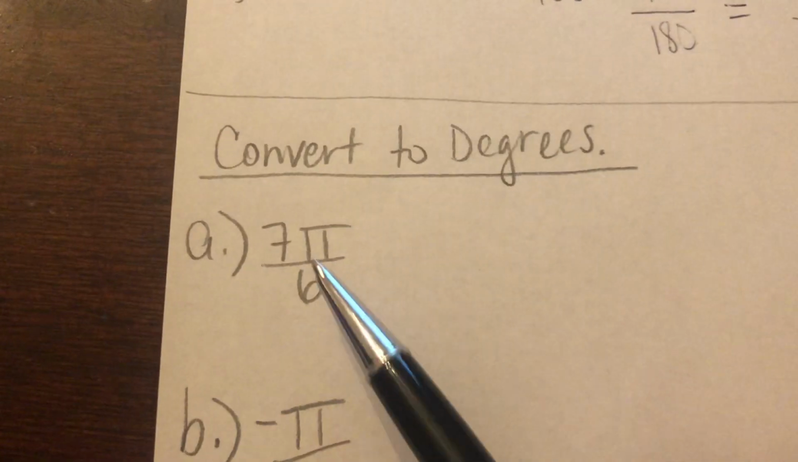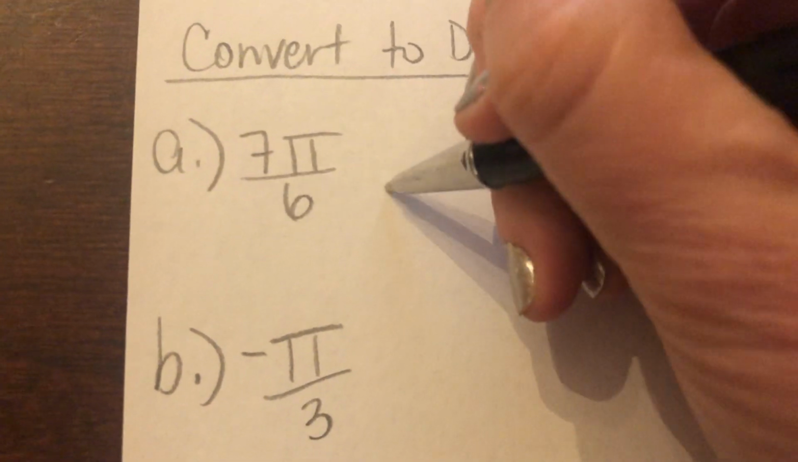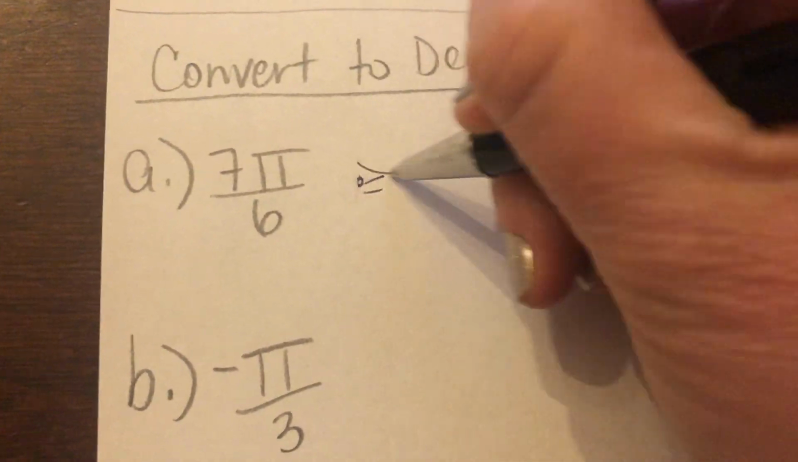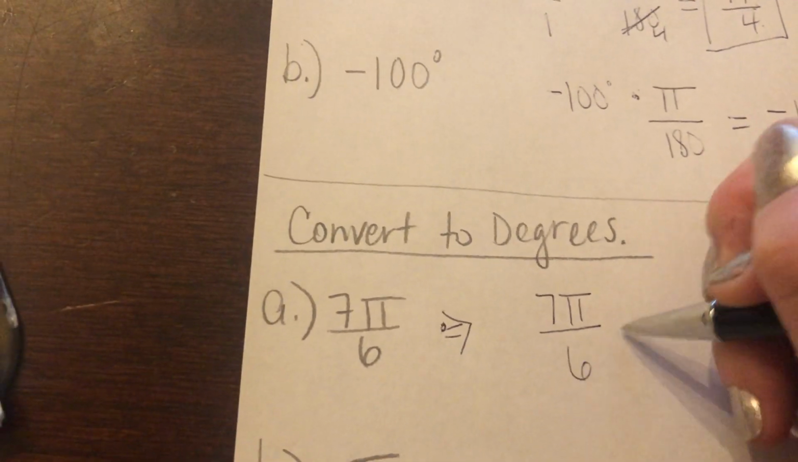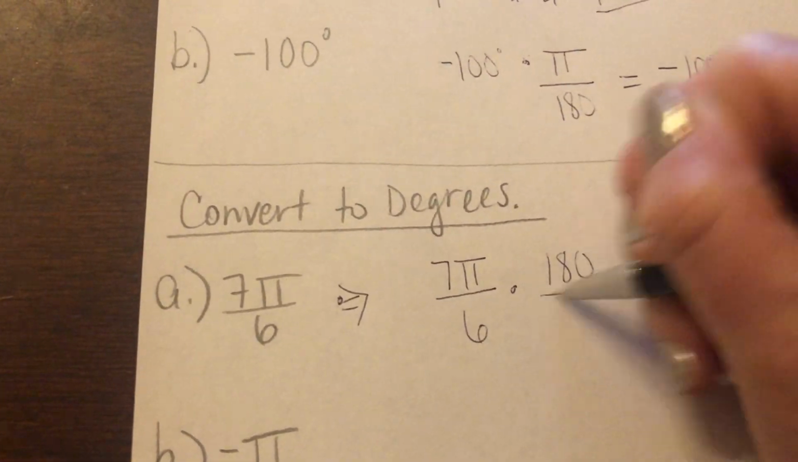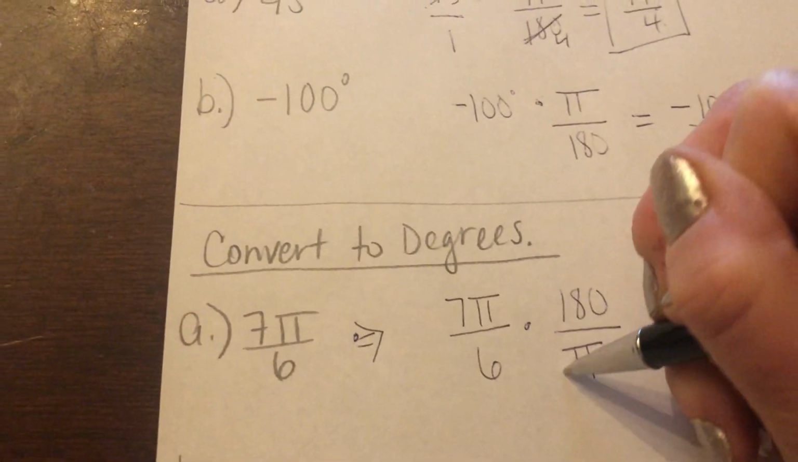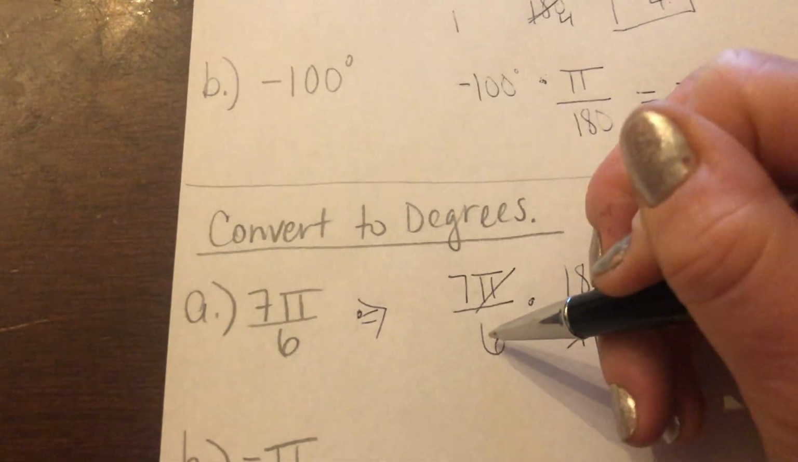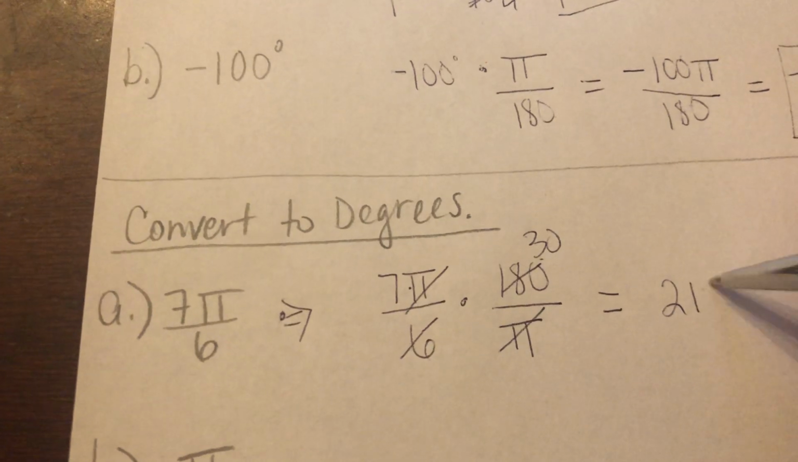So now I'm going to do the opposite. Now I'm going to convert to degrees. So I'm going from radians to degrees, and remember, from radians to degrees I have to multiply by 180 over pi, just the reverse. So here I'm going to do 7 pi over 6 times 180 over pi. So what happens here? The pi's cancel. I can divide 180 by 6, and I'll get 30. 7 times 30 is 210 degrees.